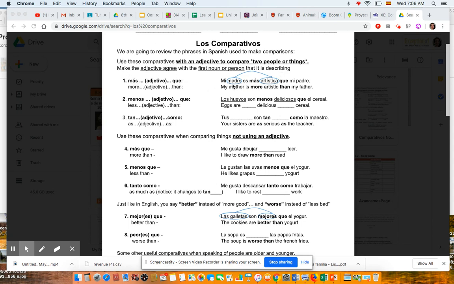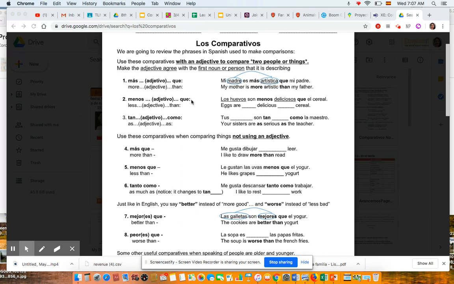In the case of mi madre, is feminine, singular, es más artística. Therefore, the adjective agrees with the first noun that it is describing. So, mi madre es más artística que mi padre. My mother is more artistic than my father. So, in order to say more than, you use más que.